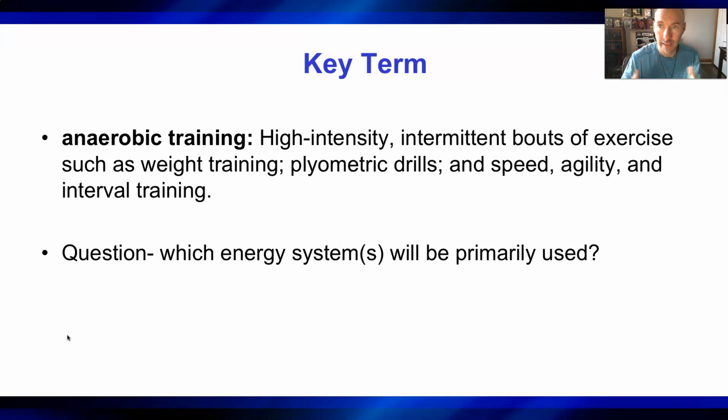Right. So again, examples of types of activities that would fall into that category are weight training, plyometric drills, which are explosive activities, and then any speed, agility, or interval training. Okay, all of those would classify as anaerobic training. So the question, just to quickly remind you and review, is what energy systems will these primarily use? Of the three options, phosphocreatine, glycolysis, or the aerobic system.